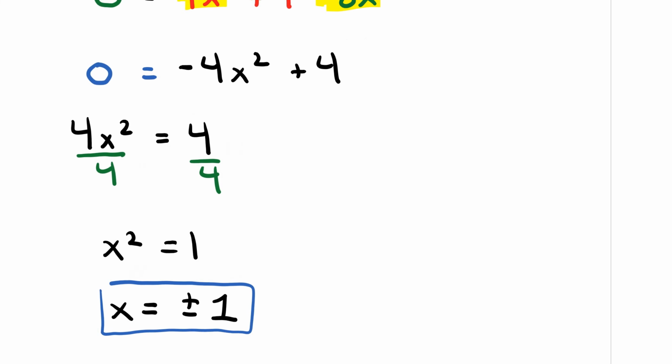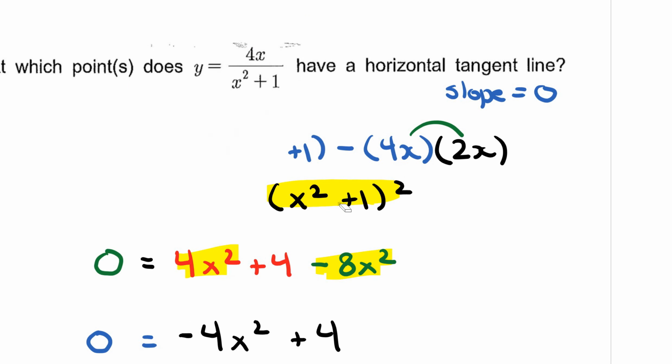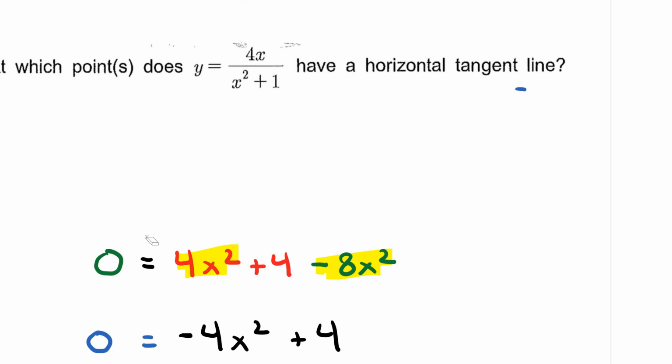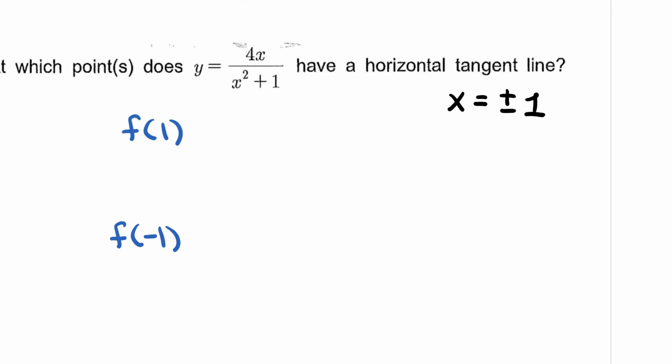And what I'm going to do now is I will go all the way back to the top here, and I will erase all this. So I know that my x values, where the derivative equals 0, is x equals plus or minus 1. And now I need to evaluate f of 1. And we also need to evaluate f of negative 1. All right, so we need to find the y values now, right? So all we're doing here is we're replacing all the x values with 1 and negative 1.